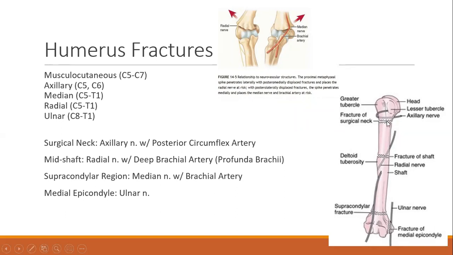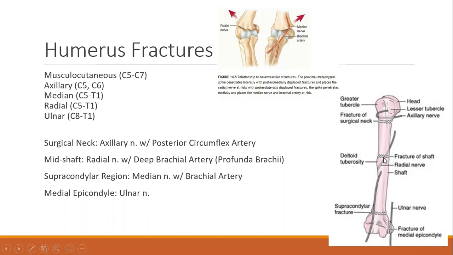So fracture of the surgical neck of the humerus can cause damage to your axillary nerve and your posterior circumflex artery. Recall that your axillary nerve innervates teres minor and your deltoid muscle. So obviously with these patients, if they have this fracture, they're not going to be able to abduct their arm from 15 to 90 degrees.